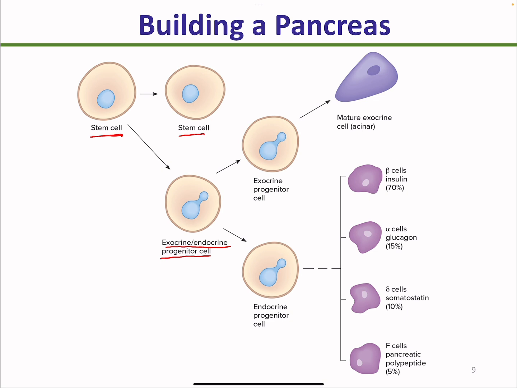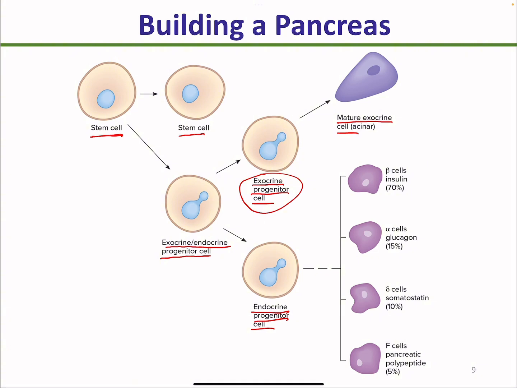These exocrine-endocrine progenitor cells are going to further, based on the kind of signal they receive, turn into exocrine progenitor cells on one hand and endocrine progenitor cells on the other hand, right? The exocrine progenitor cells are going to mature into exocrine cells that are actually going to produce the pancreatic juice.